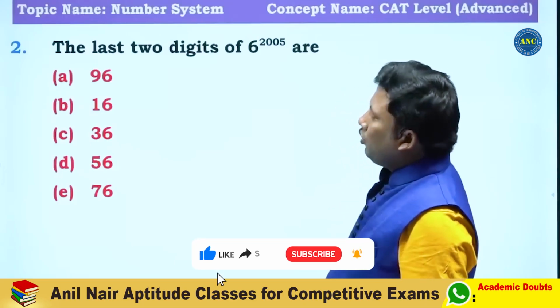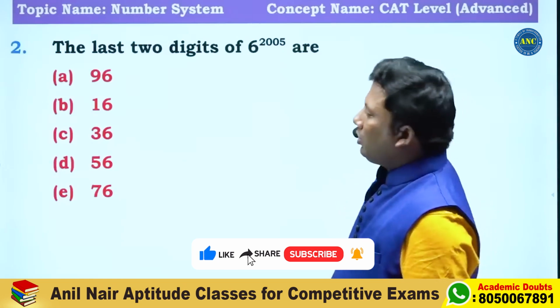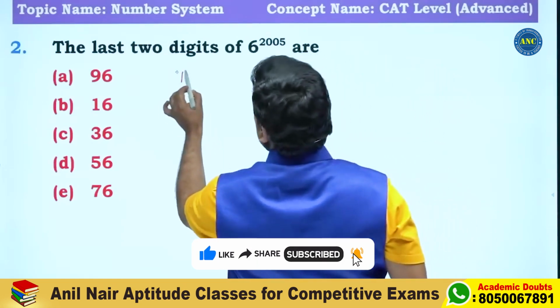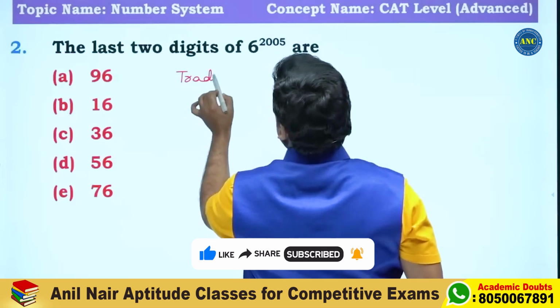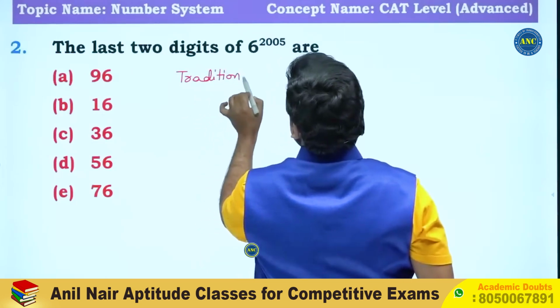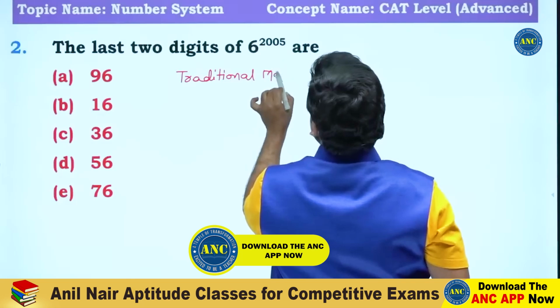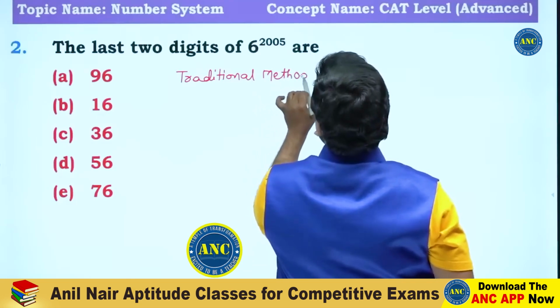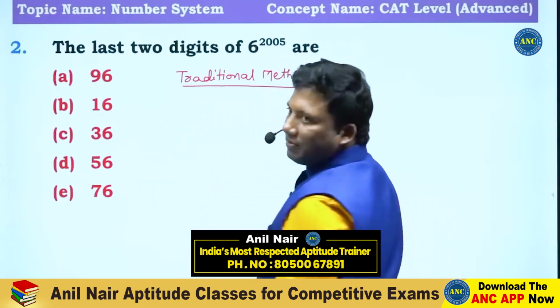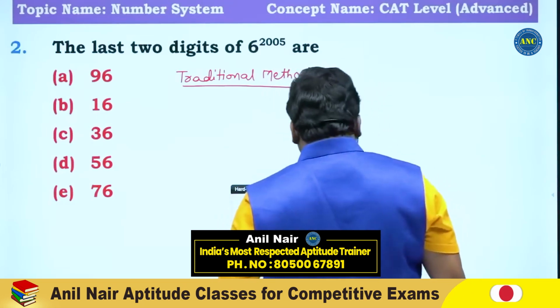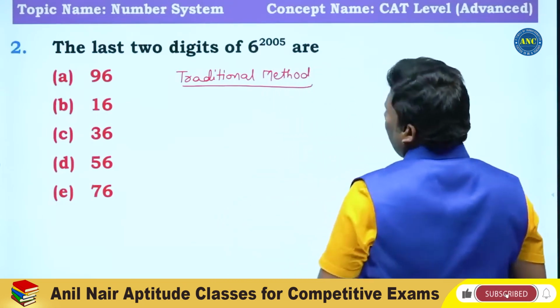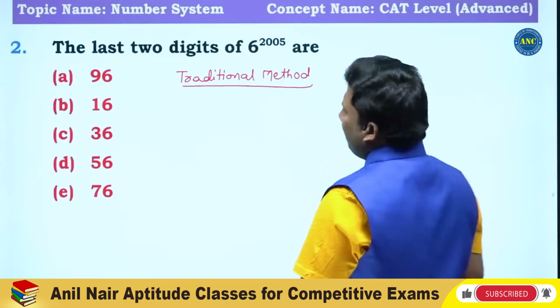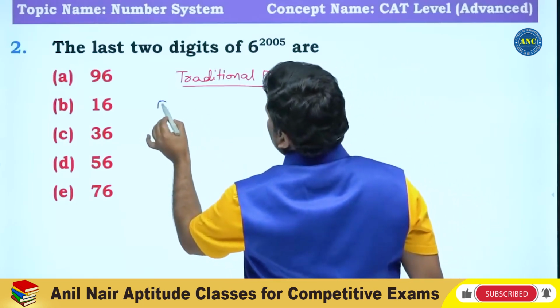Find the last two digits for 6 power 2005. First, the traditional method, then I will discuss Anil Nair's method. Most of the students will solve a problem like this: 6 power 2005.